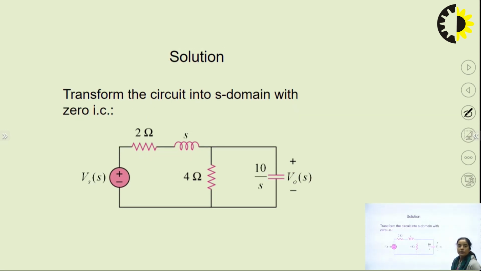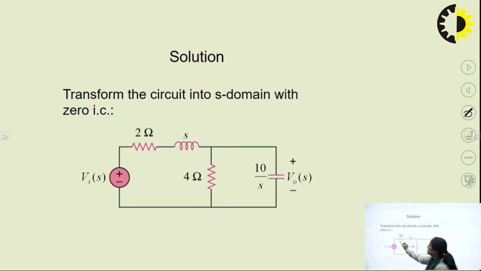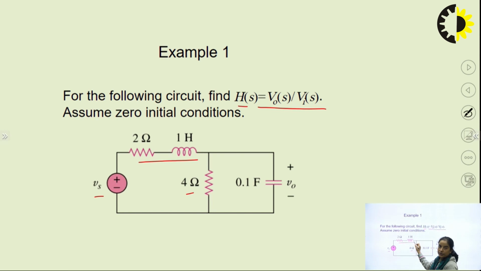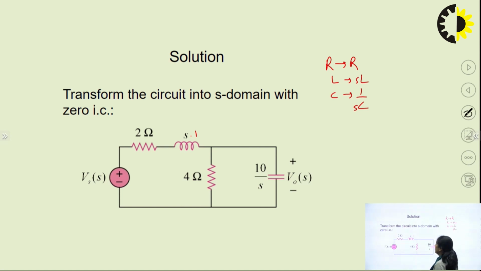See, here this circuit is there in the time domain. Now, we can easily convert this into the S domain. In S domain, R is R, as we had seen, L will be S into L, and capacitor will be 1 by S into C. So, here 2 ohm resistor will be as it is, inductor L of 1 Henry is there. So, we will write S into L, so S into 1. Again 4 ohm resistor will be as it is, and 1 by S into C.